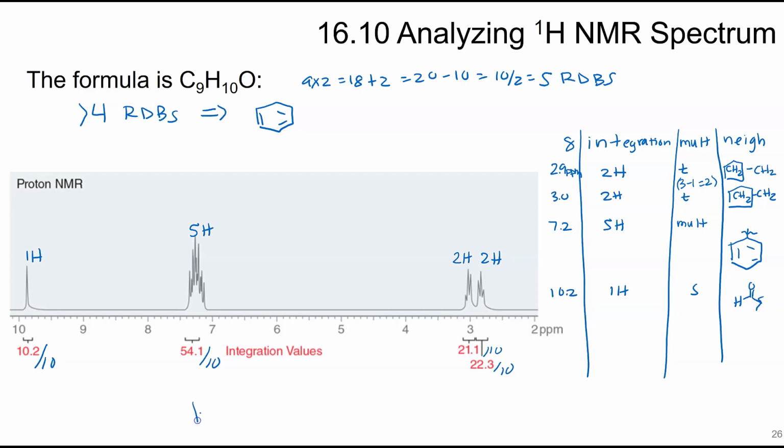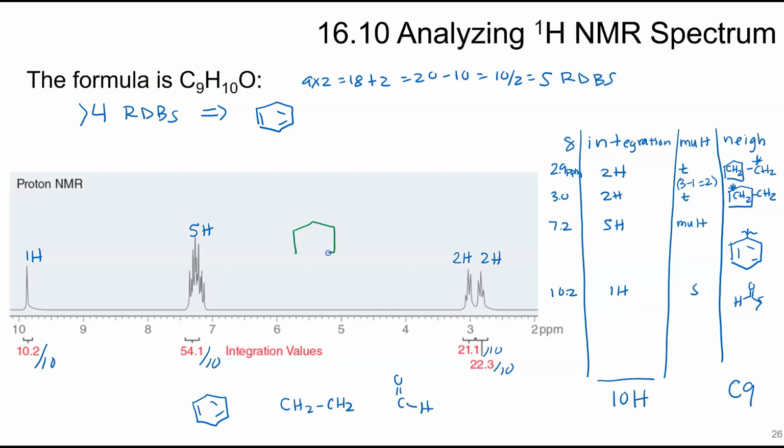Our pieces: we have a benzene. This CH2 is probably this one. So we have a CH2, CH2, and then we have an aldehyde. Okay, so you can add up your protons here. I have 2, 4 plus 5 is 10. If I tally up my number of carbons, I have 6, 7, 8, 9. So for my formula, I have C9H10. Everything is accounted for, so I just have to put these pieces together.